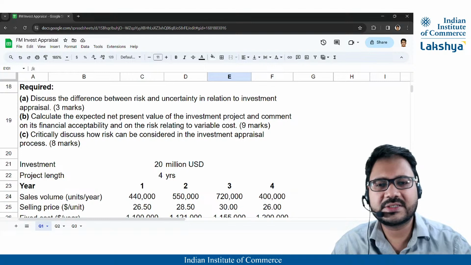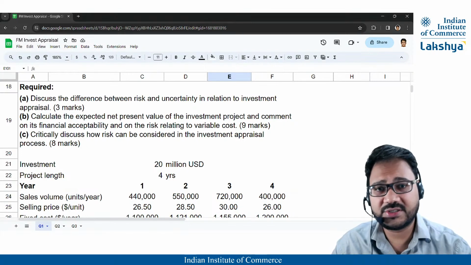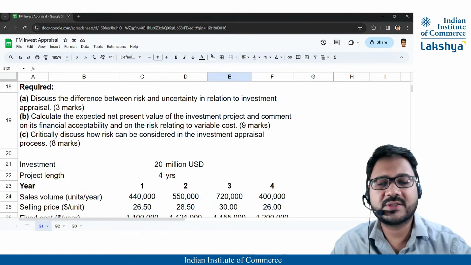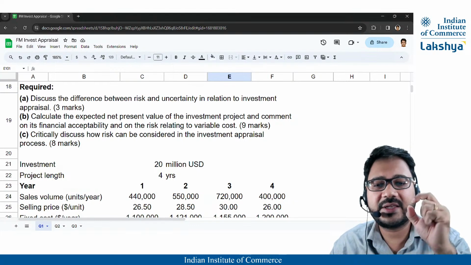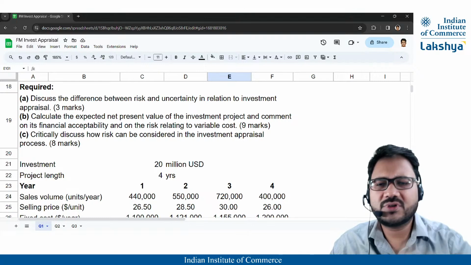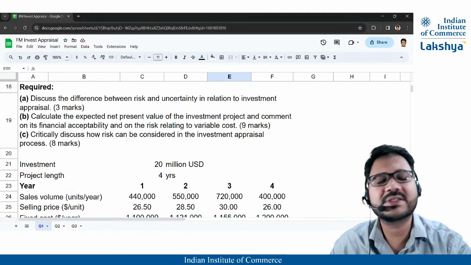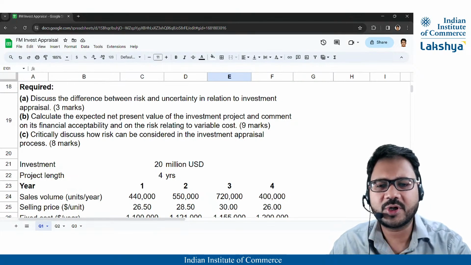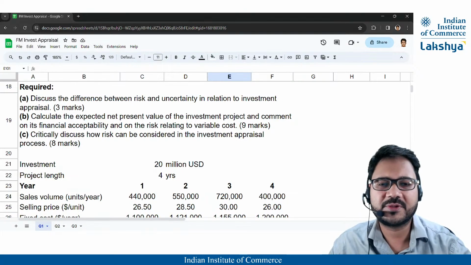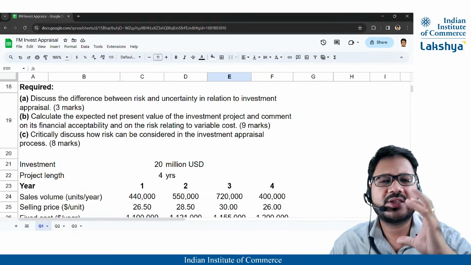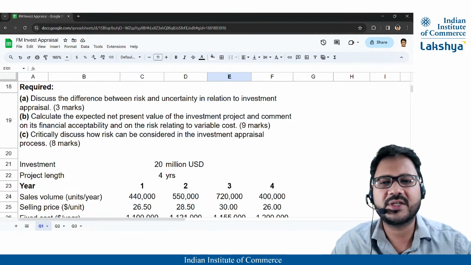Then critically discuss how risk can be considered in investment appraisal process. So how do we consider risk? We can consider risk with the help of a risk adjusted discounting rate. We can consider risk by applying probabilities and finding the expected value or the expected NPV. We could do something like a sensitivity analysis to understand what this project is sensitive to. So these are the things that you could discuss. It's for 8 marks. So you could probably discuss around four different methods in which you could consider risk in your investment appraisal process and then explain it with 2, 3 sentences each. So at least we now know we have to do NPV calculations and something relating to variable cost.